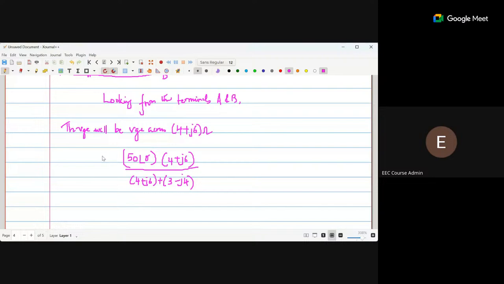So find out this value. Tell me in polar form, what is this Thevenin voltage? 50 angle 0 into 4 plus J6, which is 7.21 angle 56.30. Okay. In the denominator, the real part is 7 and the imaginary part is 2, so 3 plus J2, sorry, 7 plus J2. For that, you need to find out the polar form, so that will be 7.28 angle 15.95. Just check whether you are getting this.